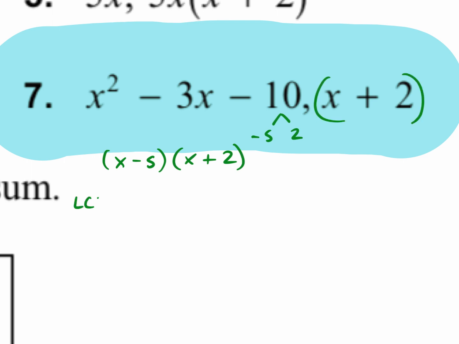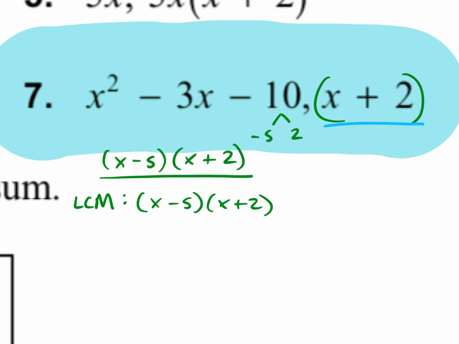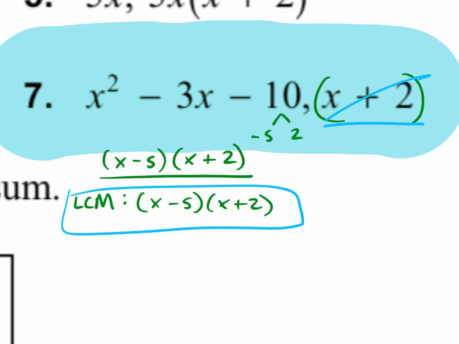So for our least common multiple, we start by listing everything from the first one. So x minus 5 times x plus 2. And then when we move on to the second one, do I have an x plus 2 on the list already? Yep, so we don't have to include that. So our least common multiple would be x minus 5 times x plus 2.